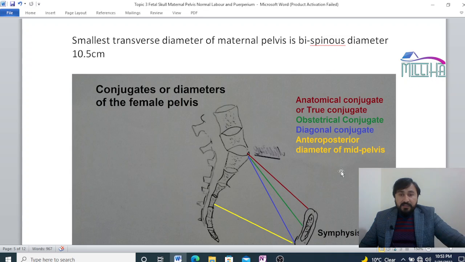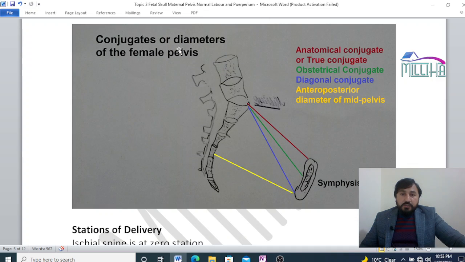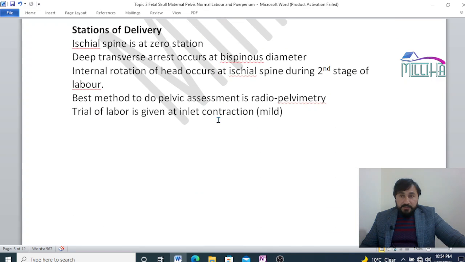Okay, bispinous. There are ischial spines in the pelvis. Between the spines, the diameter, if you measure, it is the smallest one. Okay, diameter 10.5 centimeters. So here conjugates are diameters of the female pelvis. Here, this is symphysis pubis. This is sacrum, promontory of sacrum, you can say. So this one is anatomical conjugate or true conjugate. The red one, the green one is obstetric conjugate, and the lower, the blue one is diagonal conjugate, and this one is anterior-posterior diameter of mid pelvis. Okay, so you can take a screenshot and remember it.